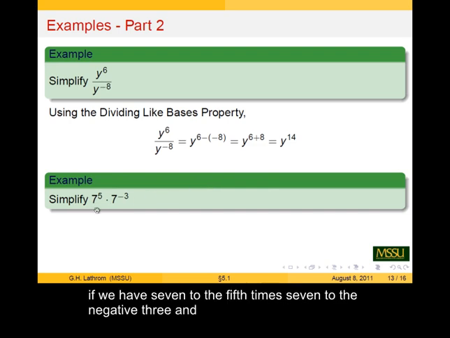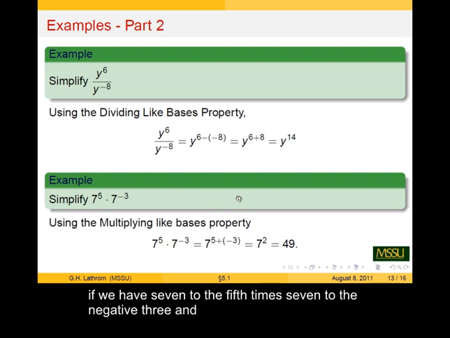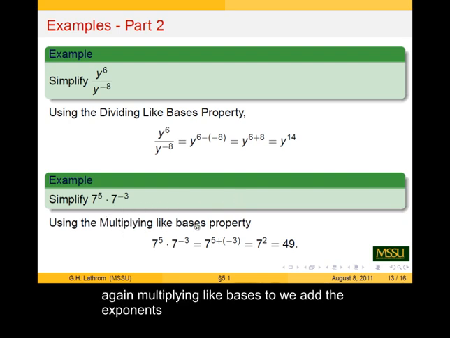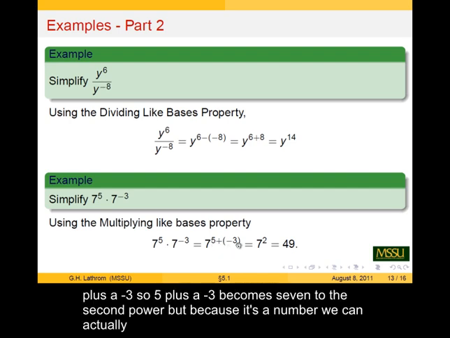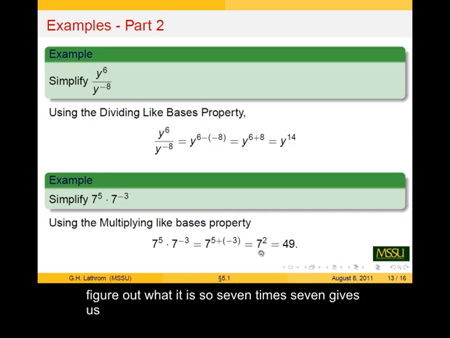If we have 7 to the 5th times 7 to the negative 3, again, multiplying like bases, so we add the exponents, 7 to the 5th plus a negative 3, so 5 plus a negative 3 is 7 to the 2nd power. But because it's a number, we can actually figure out what it is. So 7 times 7 gives us 49.